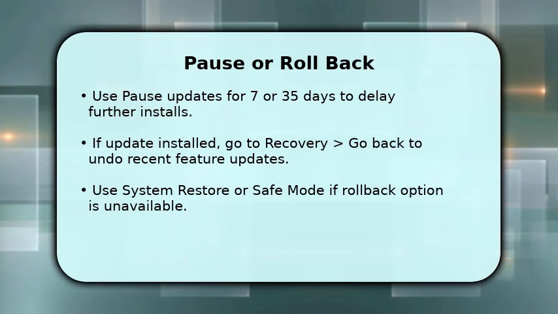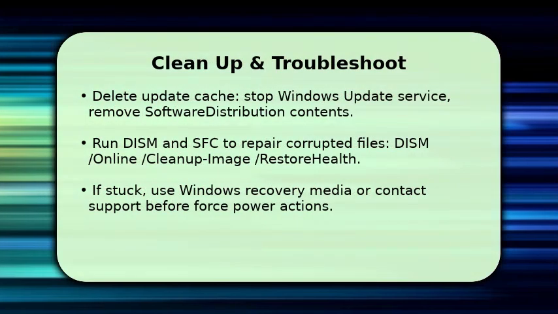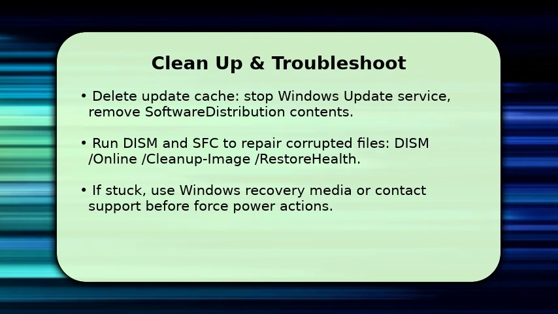Finish by cleaning up and verifying system health. Stop the Windows Update service, delete the SoftwareDistribution folder contents, then restart the service so stale files don't trigger repeat installs. Once restarted, run DISM with RestoreHealth and then SFC to repair any corrupted system files.